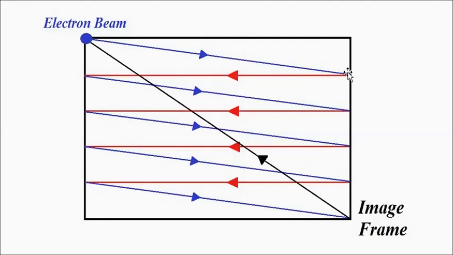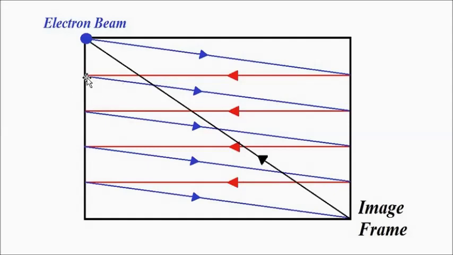Then again it returns back to this spot in a straight horizontal path from right to left. This is slant. The blue line represents the scanning beam. Then the red line, which returns back, represents the returning of the electron beam back to the left to scan the next line. This is called retrace.